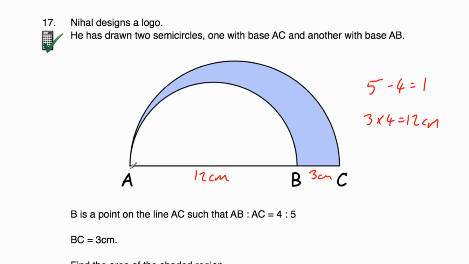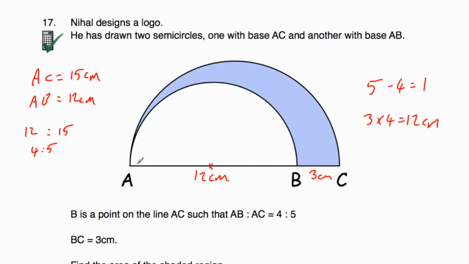And let's just check that. If we had the whole distance, that would be 15 centimeters. So AC is equal to 15 centimeters, and AB is equal to 12 centimeters. And if we wrote that as a ratio and cancelled it down, AB is 12, AC would be 15, so 12 to 15 is our ratio. And if we divide both of those by 3, we get 4 to 5. So that's it. That is our measurement for AB, 12 centimeters.